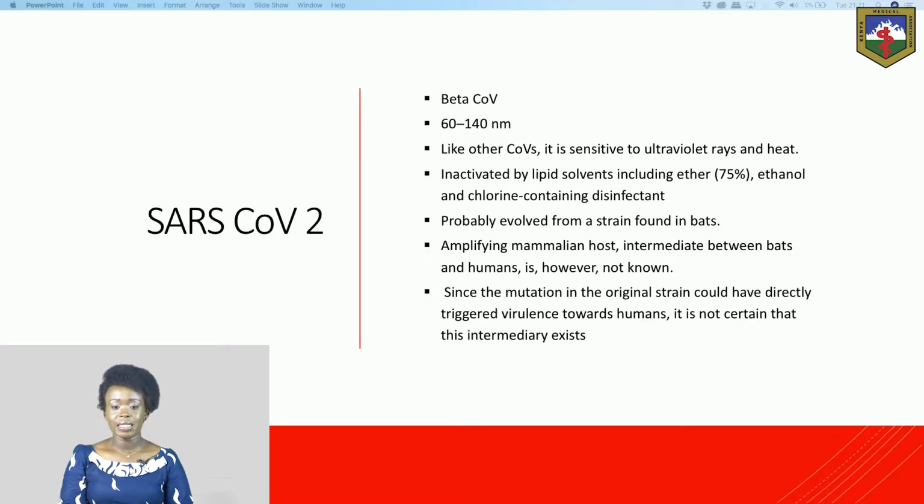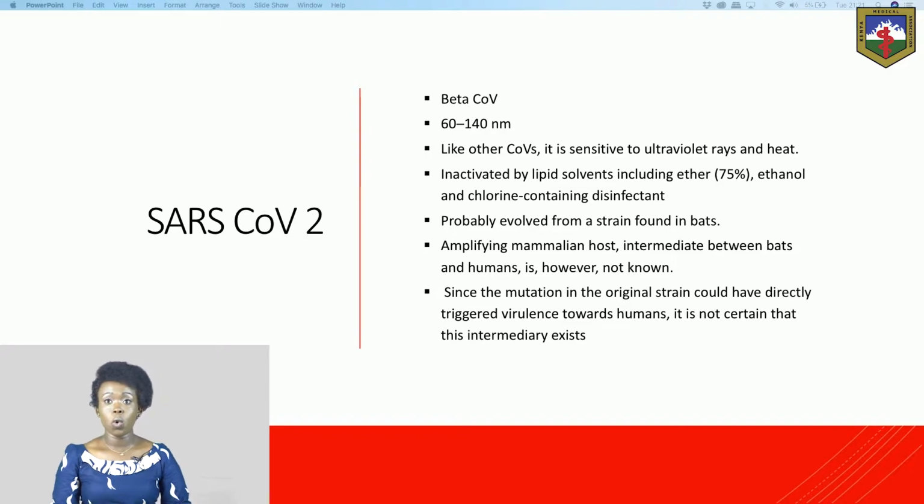So I'll go to the SARS-CoV-2, which is a beta coronavirus. The size is about 60 to 140 nanometers. And like other coronaviruses, it is sensitive to ultraviolet rays and heat, and therefore it's inactivated by heat. It's also inactivated by lipid solvents, including ether, ethanol, and chlorine-containing disinfectants.